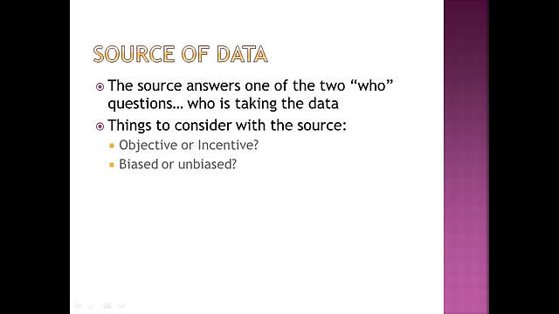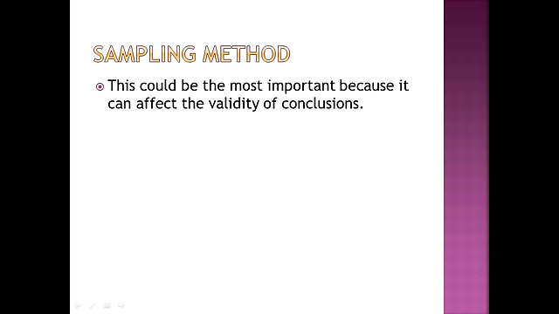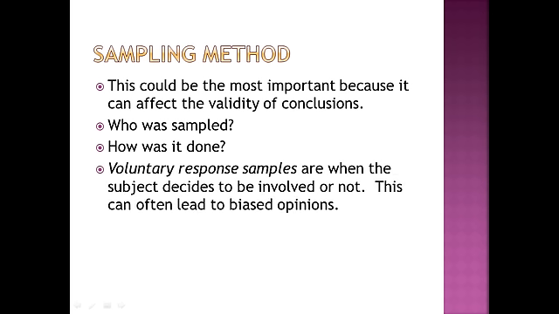The sampling method. This could quite possibly be the most important of all of them. It can affect the validity of your conclusions. If you didn't sample correctly, you could get skewed conclusions, meaning that your result really isn't balanced. Take into account who was sampled and how it was done. Was it done ethically? Was it not done ethically? Was it done quickly, or was it not?